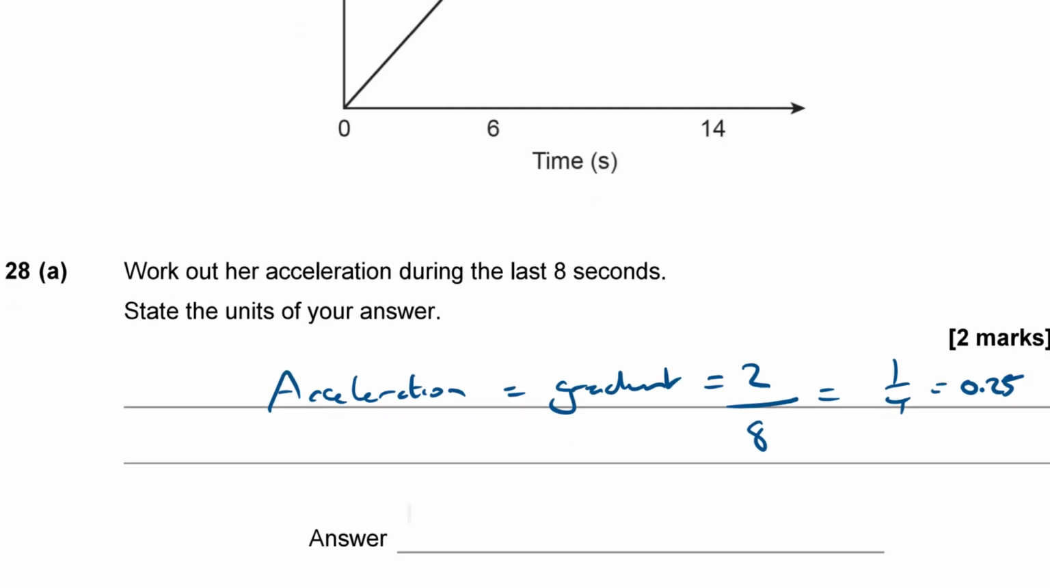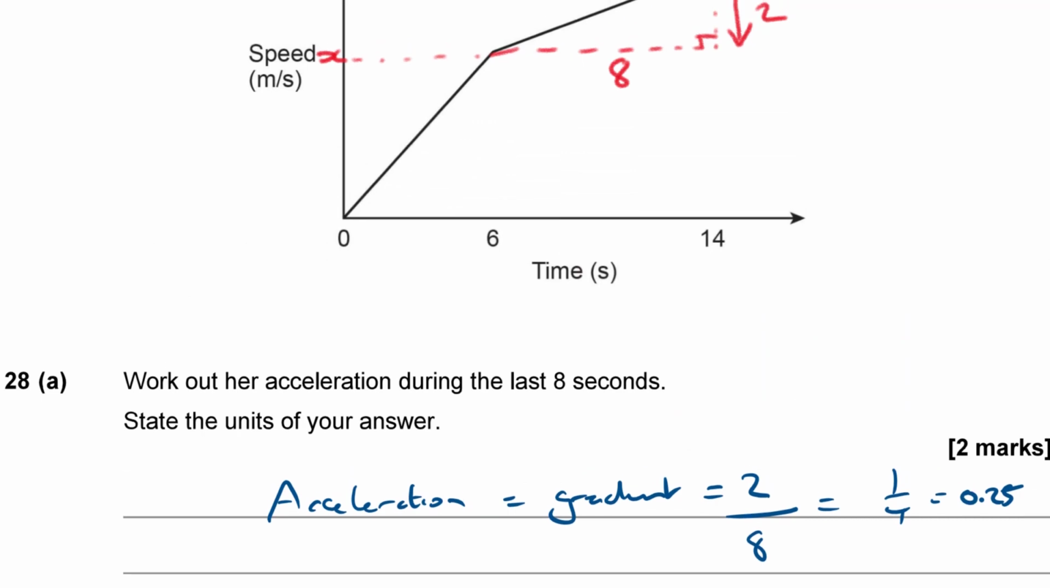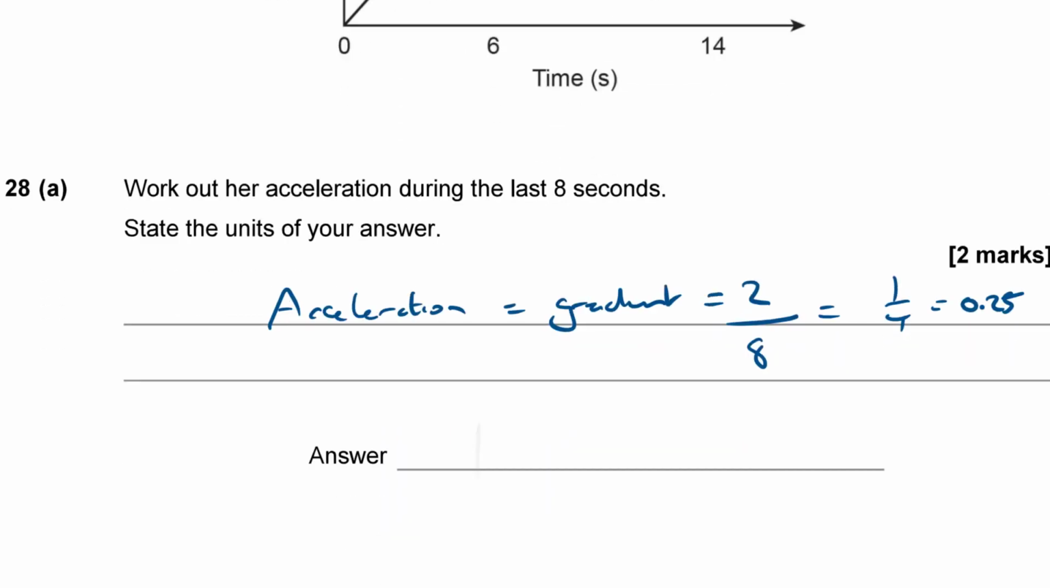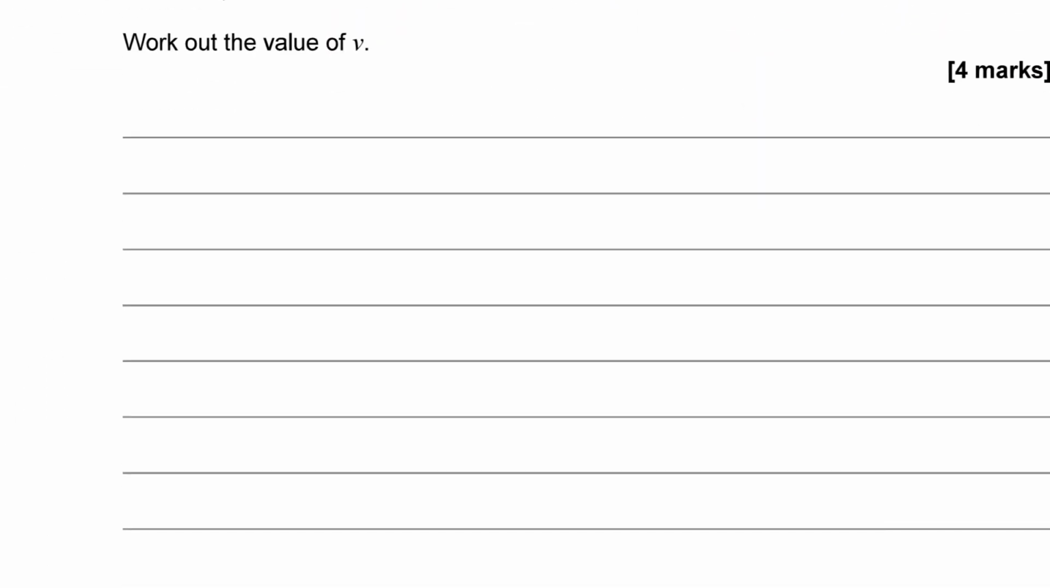0.25. State the units of your answer. Well, we're using meters per second, so the acceleration is going to be 0.25 meters per second squared, or m/s^2. Okay, what's part B say? When Izzy finishes the 80-meter race, her speed is v. Work out the value of v.